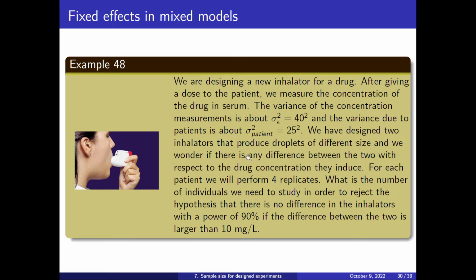So the inhalator is a fixed effect because we have only two values and we are interested in the contribution of each one of them. But the patient is a random effect. So for each patient we will perform 4 replicates, and what is the number of individuals that we need to study to reject the hypothesis that there is no difference in the inhalators, with a power of 90% if the difference between the two is larger than this concentration.